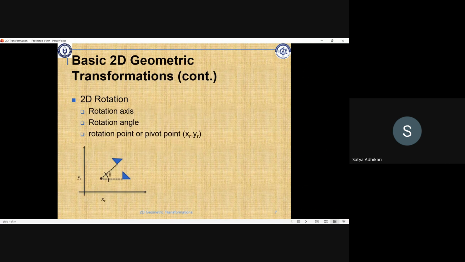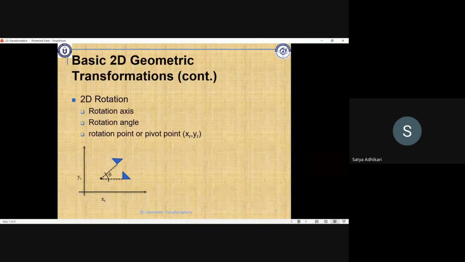You see here, one is the rotation axis, that is, whether you want to rotate the object about the x-axis or y-axis. Then the rotation angle, the angle by which you want to rotate, either 30 degrees, 90 degrees, or 60 degrees. Next is the direction of rotation, clockwise or anti-clockwise. It might be positive or negative. Plus 30 means counterclockwise. It depends upon the sign of theta.